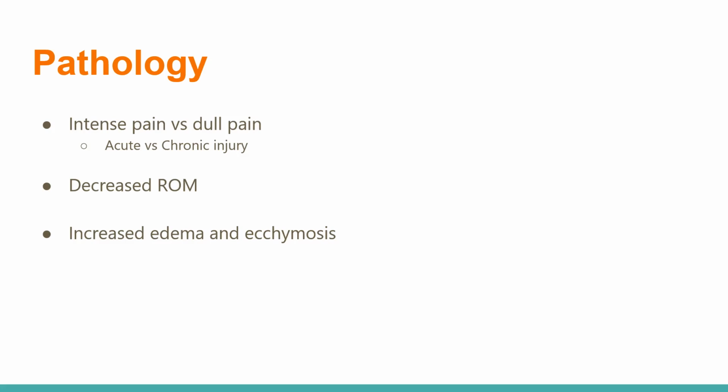Pathology includes intense pain versus dull pain. Intense pain is indicative of an acute injury, while dull pain will typically be indicative of a chronic injury. There's decreased range of motion as well as increased edema and ecchymosis patterns.